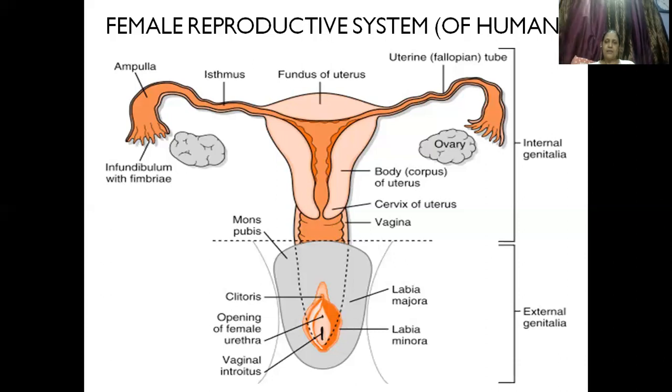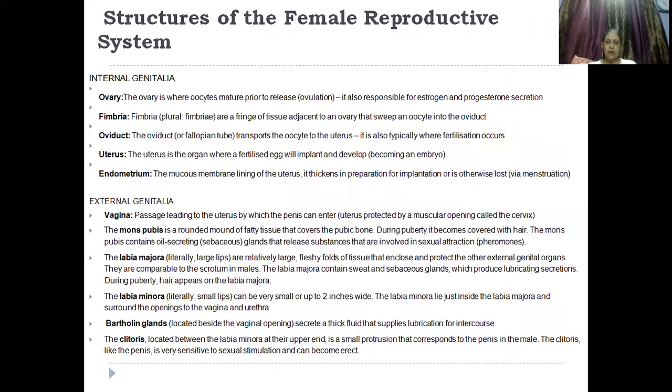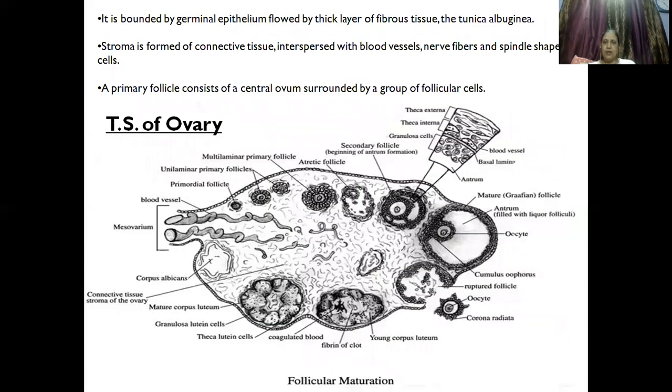Now, in case the egg is not fertilized, here in the diagram you will be able to see the young corpus luteum. Before that, you can see the oocyte has been released. The oocyte, that means the egg, has been released out, and the leftover part of the Graafian follicle is called the corpus luteum. If that egg which has been released is fertilized, the corpus luteum remains and will support the pregnancy.